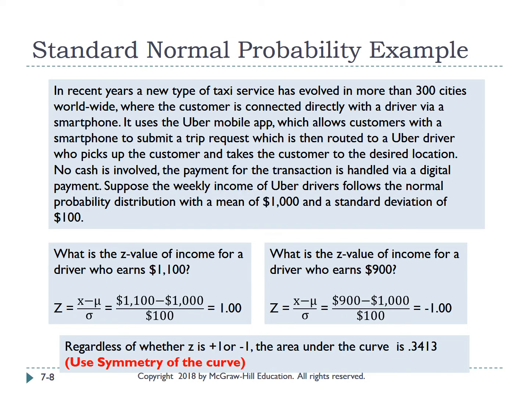Next, what is the Z value of income for a driver who earns $900? Use the formula Z equals x minus mu divided by sigma, where mu is 1000, sigma is 100, and x is 900. Z equals 900 minus 1000 divided by 100, which is minus 1. Regardless of whether Z is plus or minus, the area under the curve is 0.3413, because we use the symmetry of the curve.